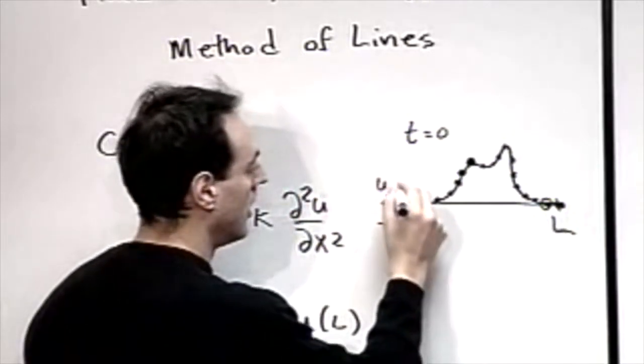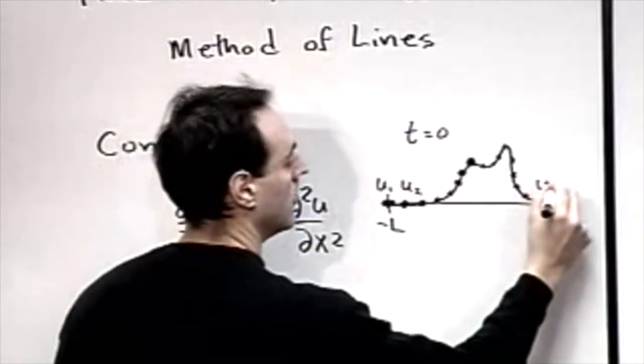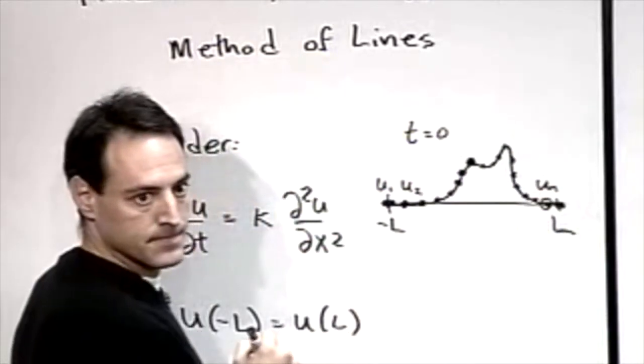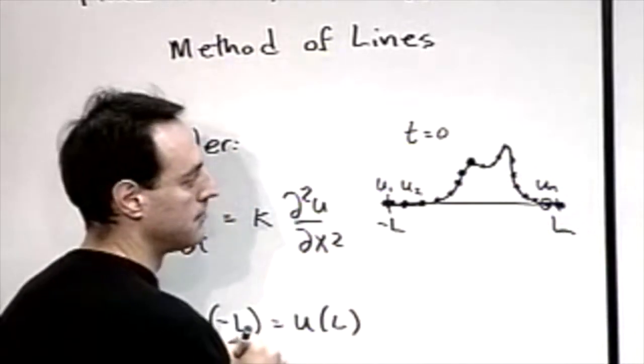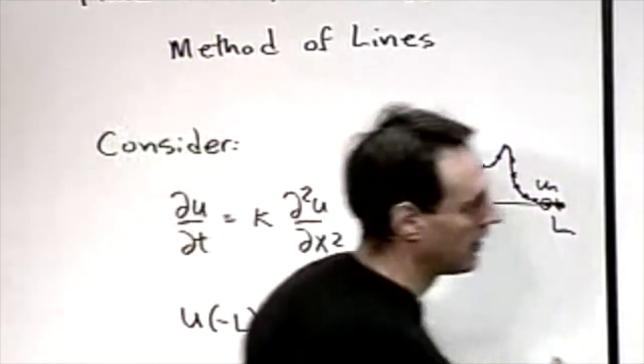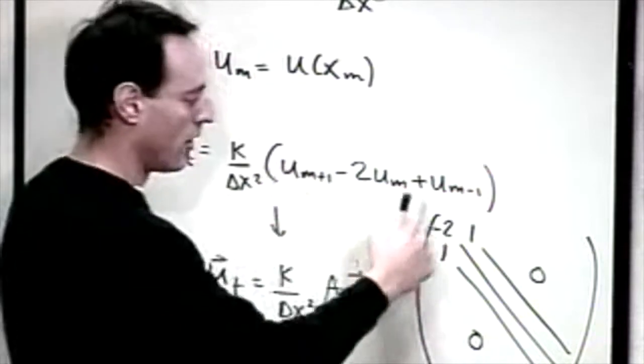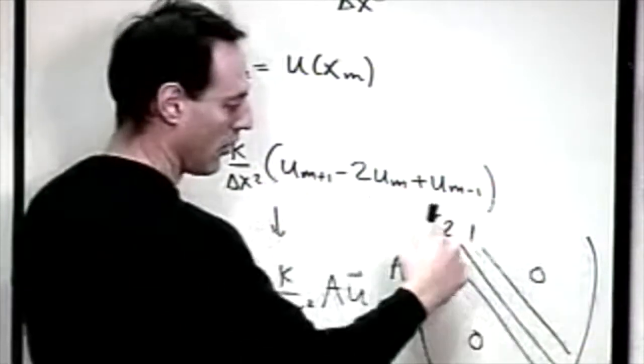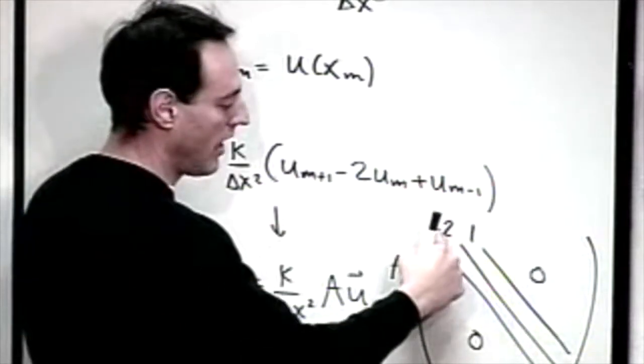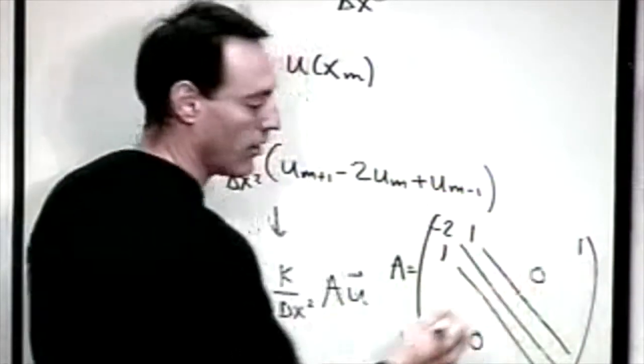So U1 depends upon U2 and U of n. Okay, fine. So let's come over here then. If I go to the first point, U of 1, which is basically in this first row, U of 1 depends upon itself, U of 2, and U of n. Well, U of n is all the way over there.